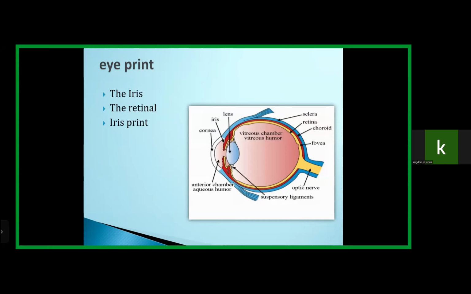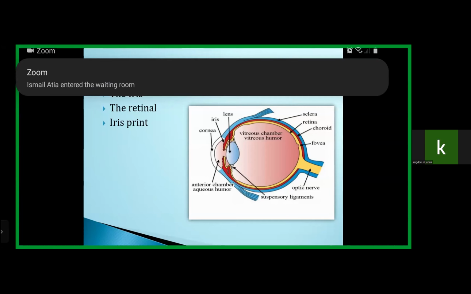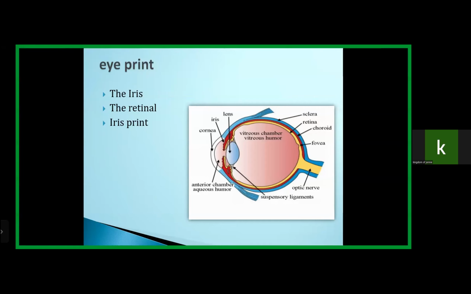The print of the left eye of the same person is different from the imprint of his right eye, the iris. For the process of imaging the iris and retina, a specialized camera is used. The distance of the person from the camera differs according to its type, the type of lenses used, the lighting of the place, and other factors.